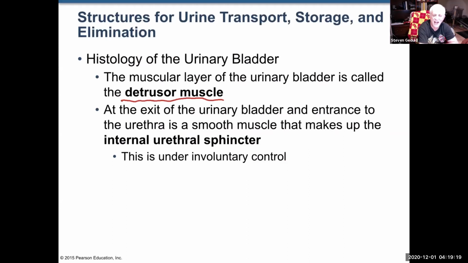At the exit of the urinary bladder and entrance to the urethra is a smooth muscle that makes up the internal urethral sphincter. The internal urethral sphincter, just like the internal anal sphincter, is under involuntary control. You do not control it. It opens up when there's enough pressure. That's your internal urethral sphincter.